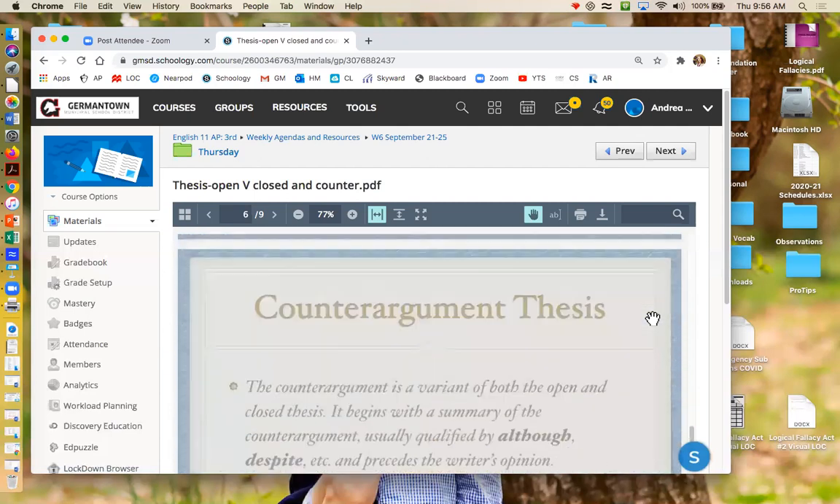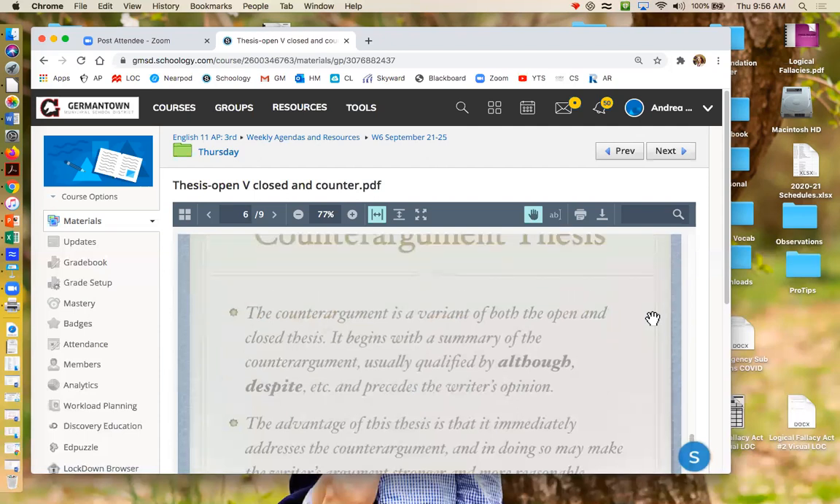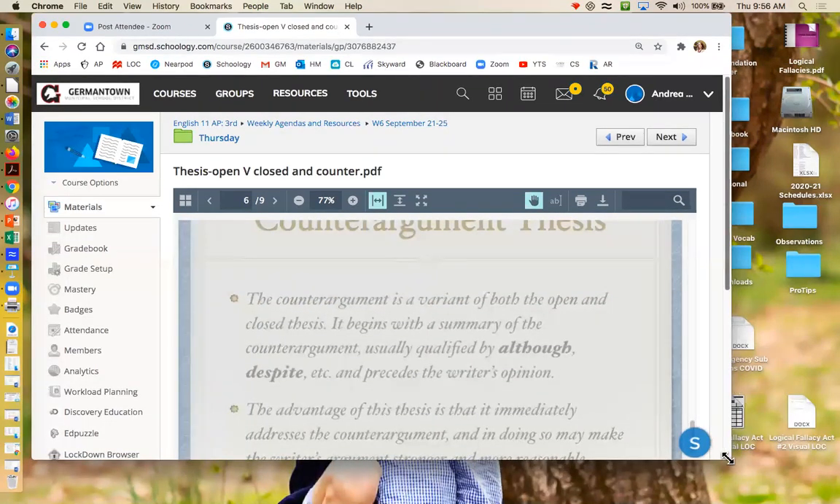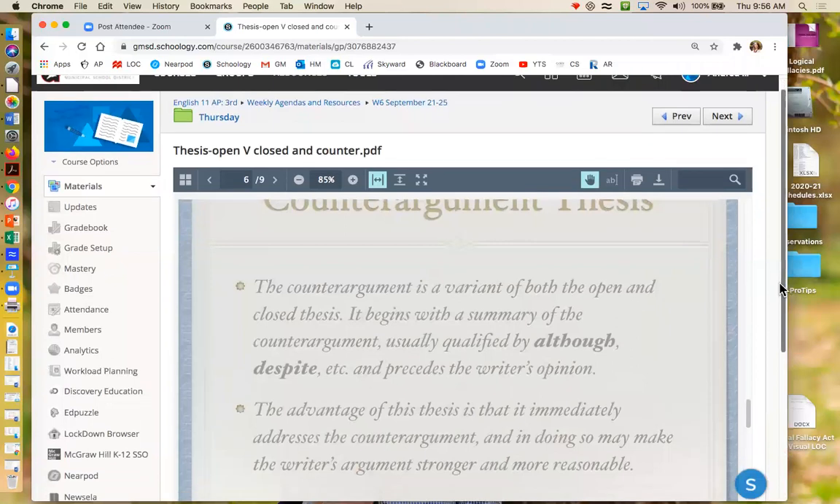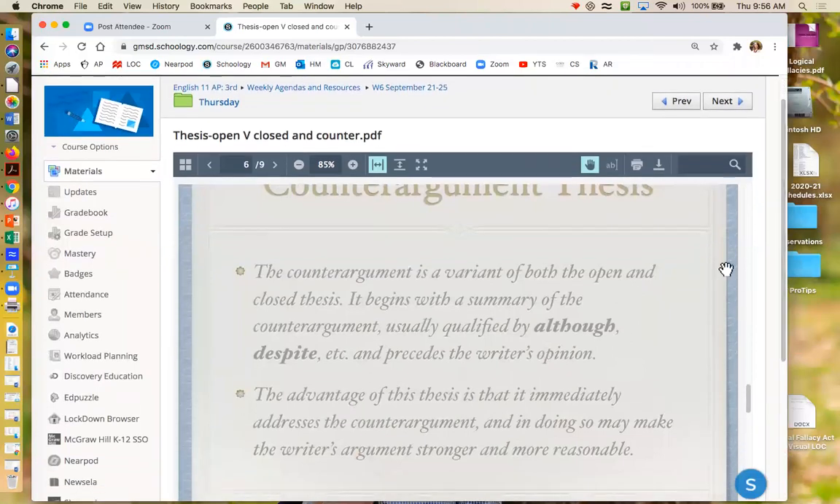And so we've got an example here, but what I really want to talk about is the counter argument thesis statement, because that's the kind of thesis statement that you write for a question 3 essay, which is the argument essay, okay? Very similar to what you guys did last year. The counter argument is a variant of both open and closed thesis statements. It begins with a summary of the counter argument, usually qualified by although or despite. Sound familiar? And proceeds with the writer's opinion.